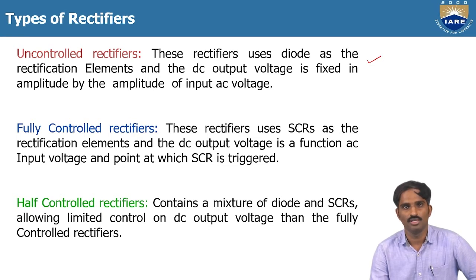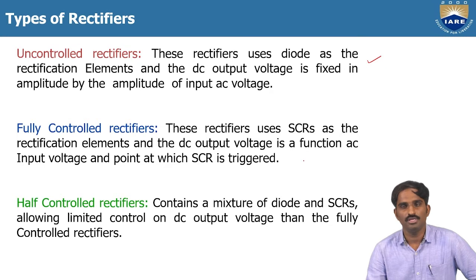We cannot control it. And in the case of fully controlled rectifiers, the rectification elements are thyristors, because as we know, thyristors are controllable switches. Of course, the thyristor can also be called a semi-controlled switch, because we can only control the switch on, but we cannot control the off. And by using the fully controlled rectifier, we can control the output DC voltage.